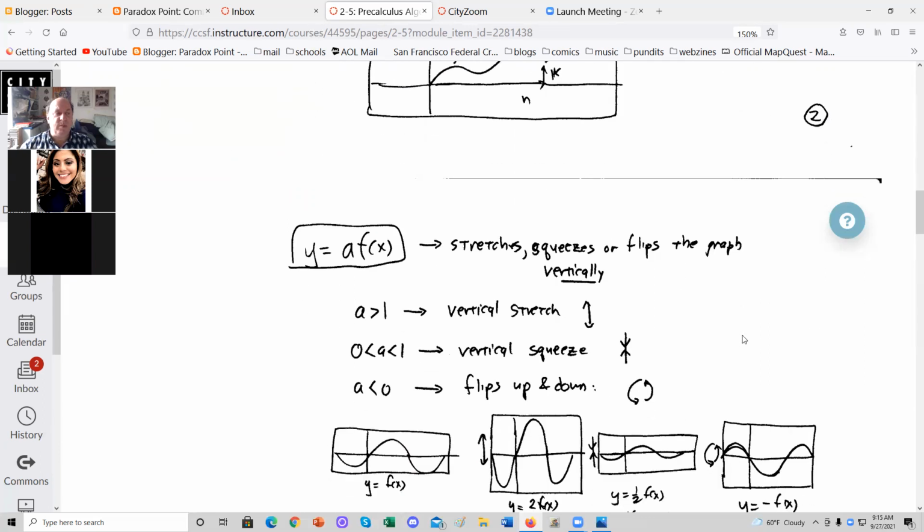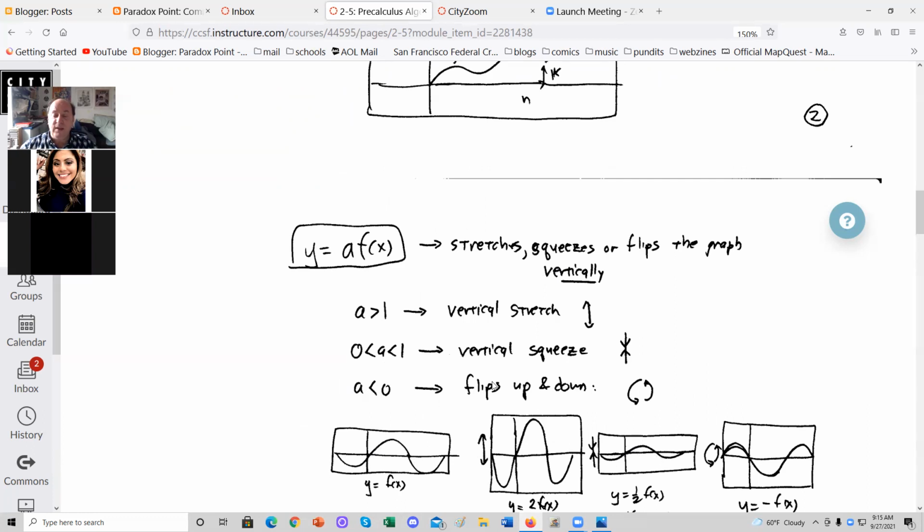Now here we have multiplication outside and inside the function. a f of x will stretch, squeeze, or flip the graph vertically. If a is bigger than 1, then the stretch is vertical. So this is the graph of y equals f of x, and here's the graph of y equals twice f of x, twice as tall. If a is between 0 and 1, then it's a vertical squeeze. Here's the graph of y equals a half f of x, it's half as tall.